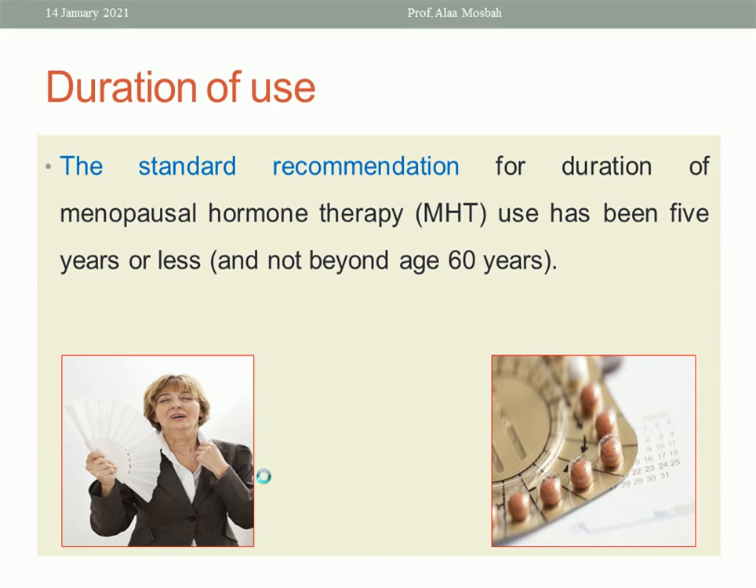What is the duration? This is a very important question. What is the duration for using HRT? The standard has been 5 years or less because risks increase with advancement of treatment beyond 5 years. And of course, it is important to mention that not to use HRT beyond the age of 60 because the risks increase. Okay?